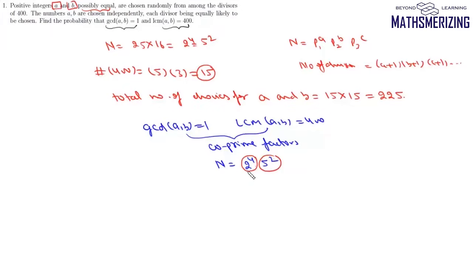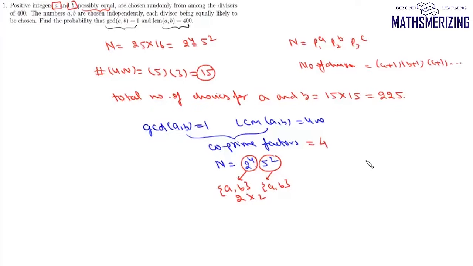So that means for this 2 to the power 4, we have two choices. Either it will go to A or it will go to B. In the same way, for 5 square, again we have two choices, either A or B. So we have two choices for 2 to the power 4 and two choices for 5 square. So the total number of co-prime factor pairs is simply 4.